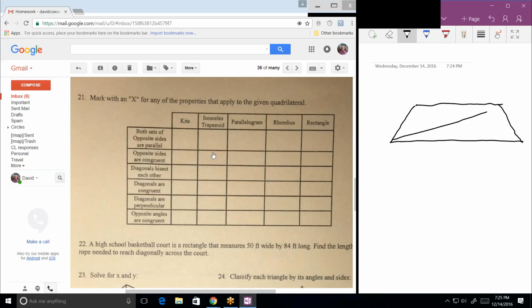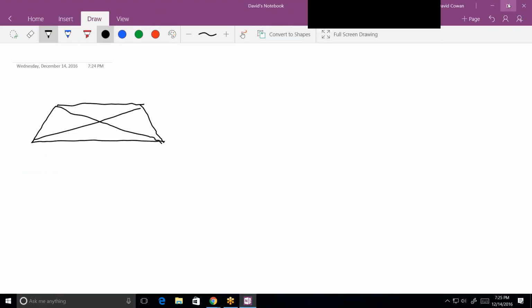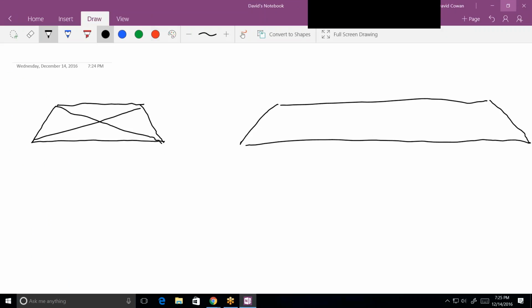Diagonals bisect each other? Doesn't look like it, does it? No. To me, this one is shorter than this one. So to solve that, let me really exaggerate it and see if that helps. I'll exaggerate the severity of the angle, and I'll exaggerate the length a lot. And then I'll draw the diagonal.